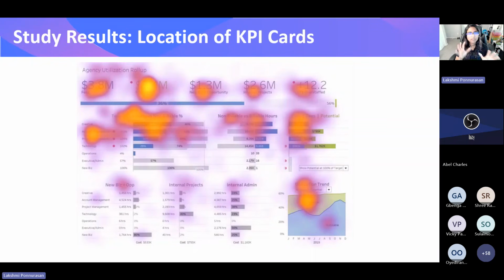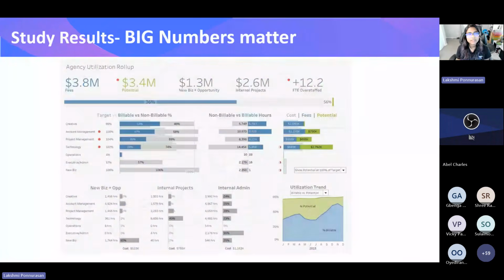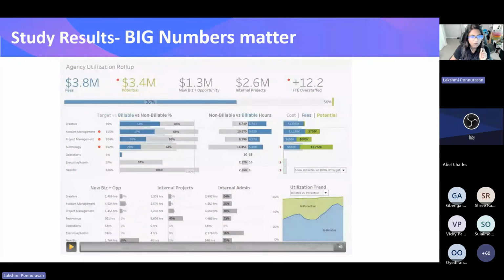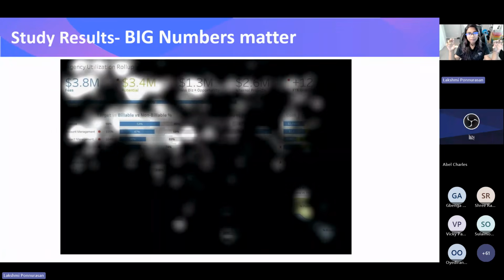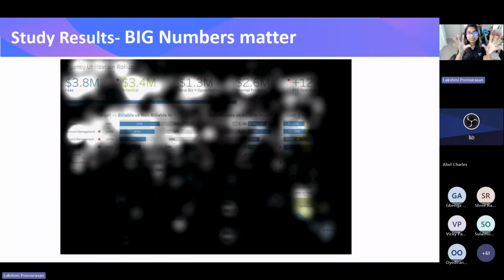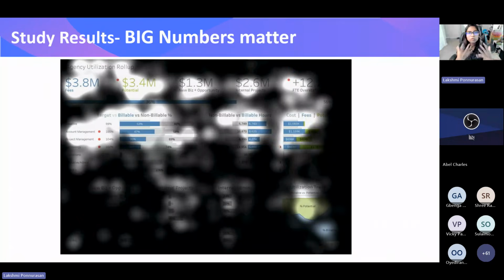Okay. So this was a heat map that I wanted to show. So when you see how the heat map is focused on the top, that's the best place to put your KPI cards. Another quick study result also told that big numbers matter. It's a small video that I would like to play. So you see how the top portion gets highlighted first because the numbers are huge. And that's where humans tend to look at.